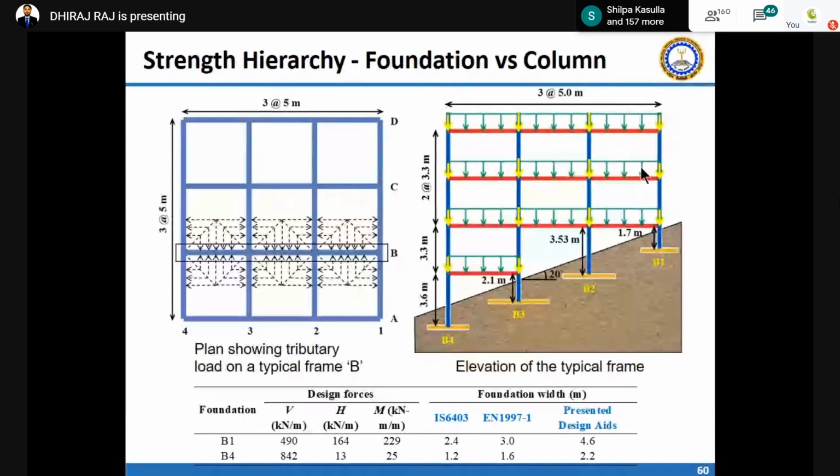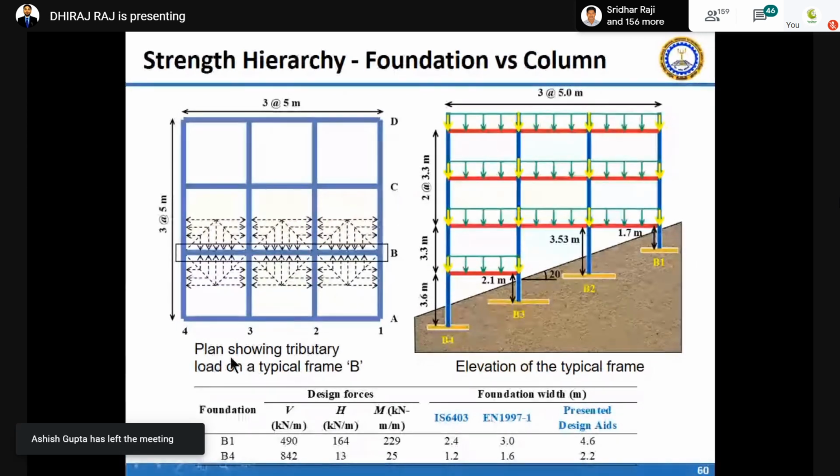So for this you have to use the capacity envelope, because this is very common in structural engineering, but not common in geotechnical or foundation engineering. So what I have done, I'm showing you one case study where we have designed a building. You can see the plan of this building, and the elevation, and the slope is 20 degree.